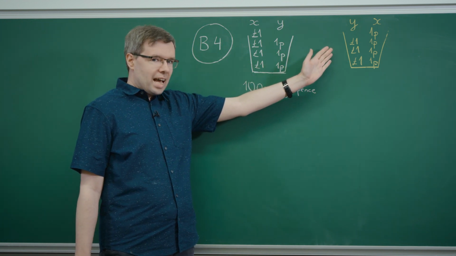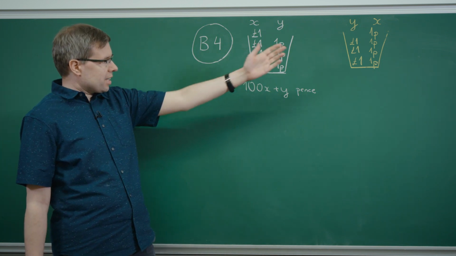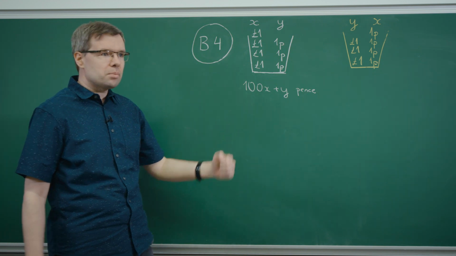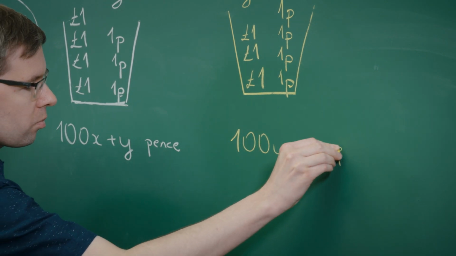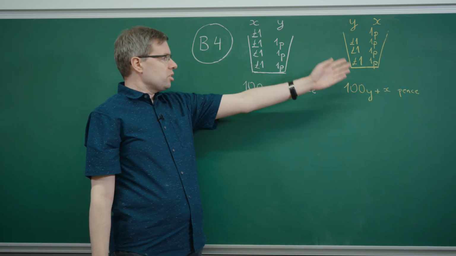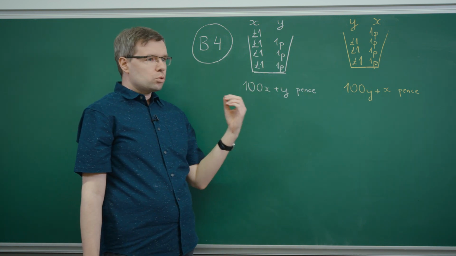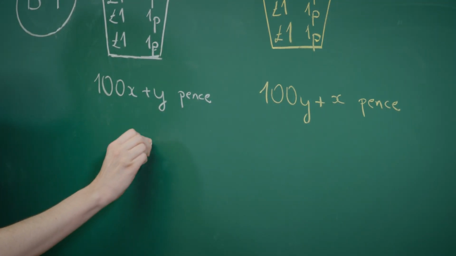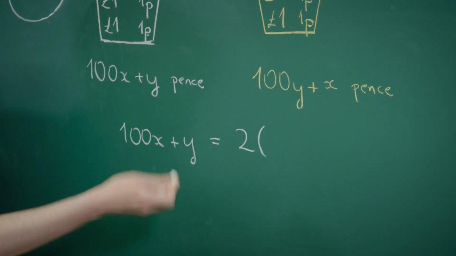Now, if instead I had y pound coins and x penny coins, as on the yellow picture, I would have 100y plus x pence in my piggy bank. We know from the question statement that in this situation I would have half as much money as originally. So I can write down this information as an equation. The content of the white piggy bank is double the content of the yellow piggy bank.